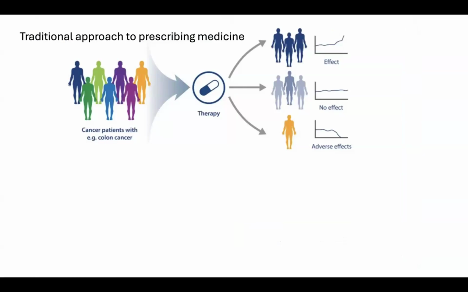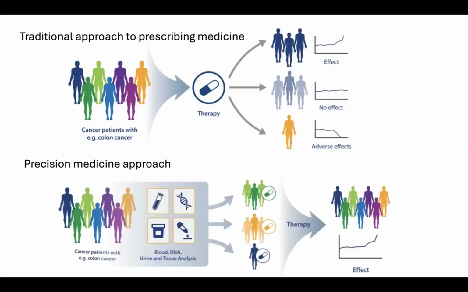So when we think about a traditional approach to prescribing medications, we have a group of patients with a similar disorder, in this case, colon cancer, and they all get the same drugs. But we know that some of them will react well, others won't have any effect, and some of them will have horrible adverse outcomes. And this is not very expedient. So what we would like in terms of a precision medicine approach is that people are treated in a way that tells us what the best outcome will be in the shortest possible time. So that is what we aim to do in precision medicine.